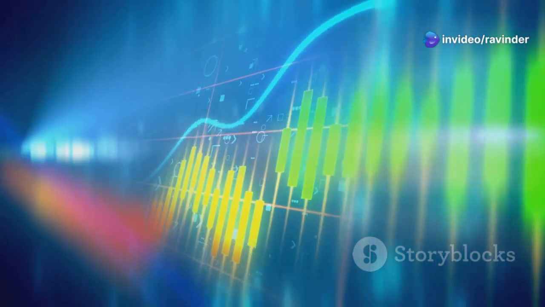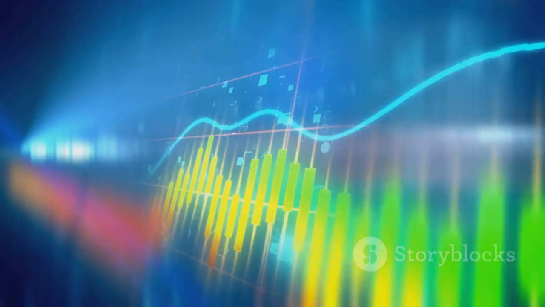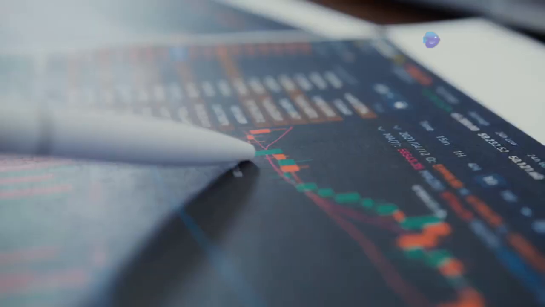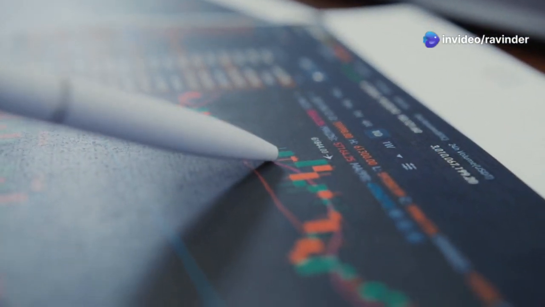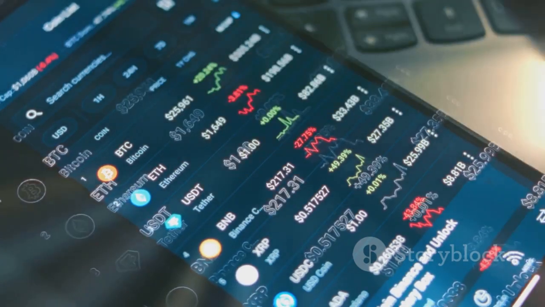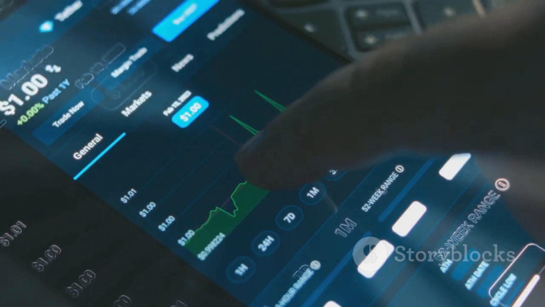The wicks, or shadows, show you the high and low prices the stock reached during that period. These can provide insights into the volatility and potential price reversals. Now here's where it gets interesting. By looking at the shape and patterns of these candlesticks, you can start to identify potential trading opportunities. Recognizing these patterns can give you an edge in predicting future price movements.